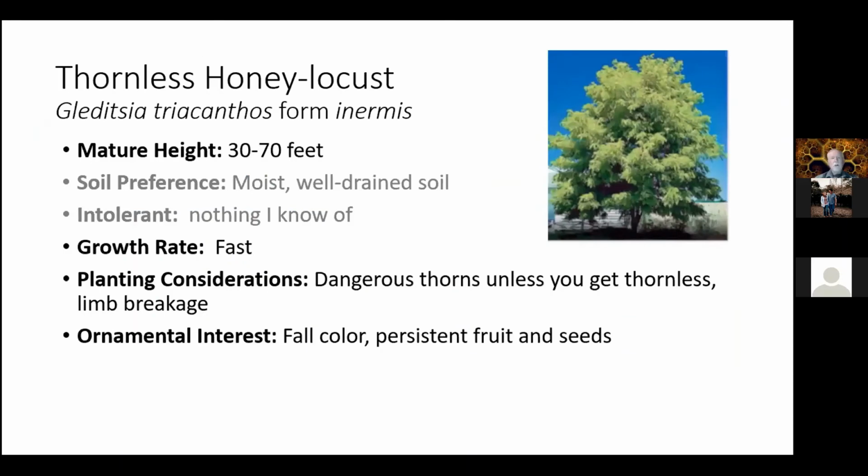Medium to large tree, although most of them I notice around Newton anyway, are closer to that 70-foot height. It's a fast-growing tree, is susceptible to limb breakage, and you probably want to get a thornless variety.